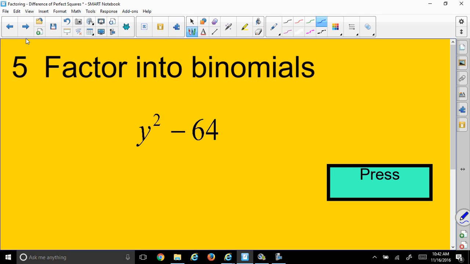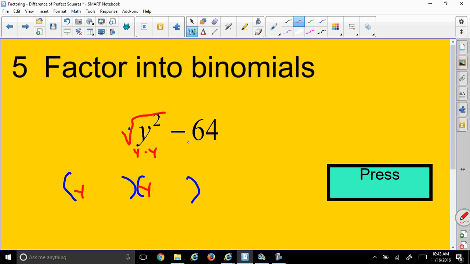So factor into binomials. We're going to first draw a set of parentheses, and then we're going to express this squared into two parts. What I'm really doing in a sense, and I like to do it this way, is take the square root of y squared, and that would give me y, because y times y equals y squared. So I'll put 1 y over here and 1 y over there.